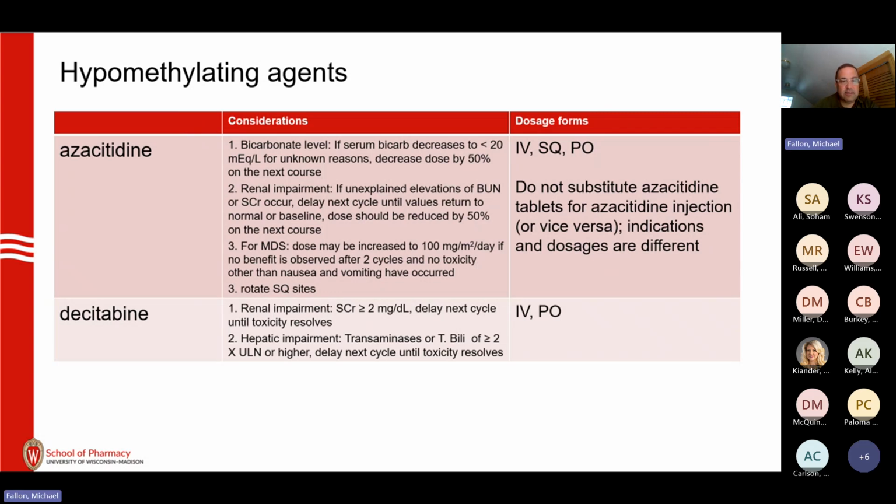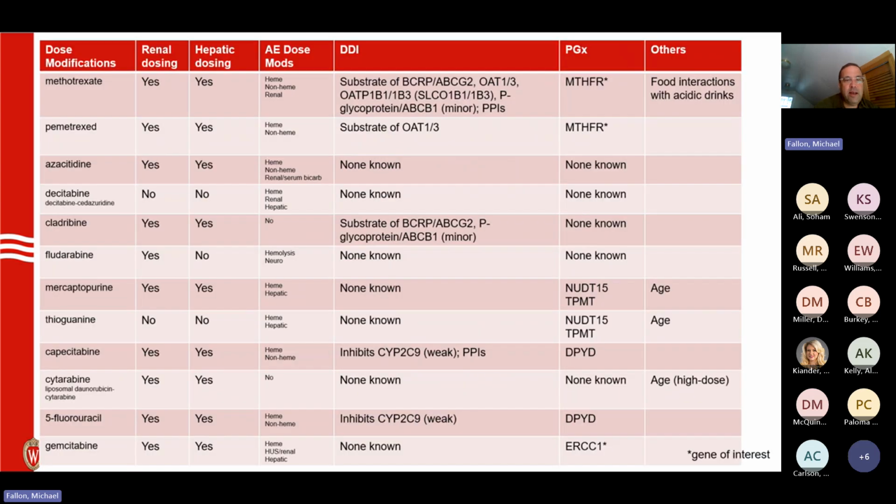Decitabine, same thing. It can cause renal toxicity, but also liver toxicity. You don't really see liver toxicity with azacitidine. And we prefer to give azacitidine sub-Q because the IV formulation is only stable for 1 hour, and that can be very difficult to make in central pharmacy, get to the floor, and coordinate with the nurse to give it within 60 minutes. And a similar drug-drug interaction profile for these medications.